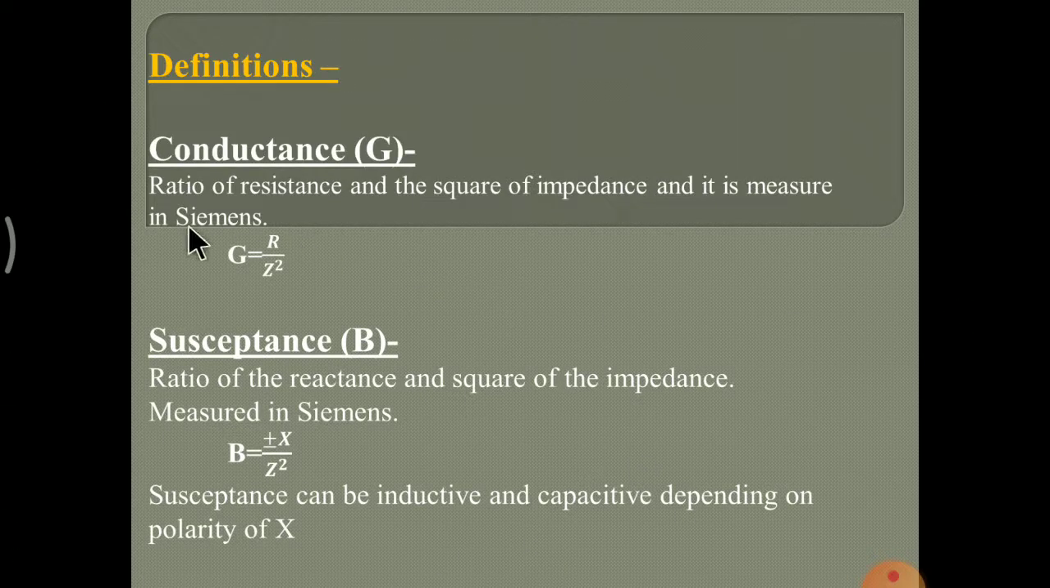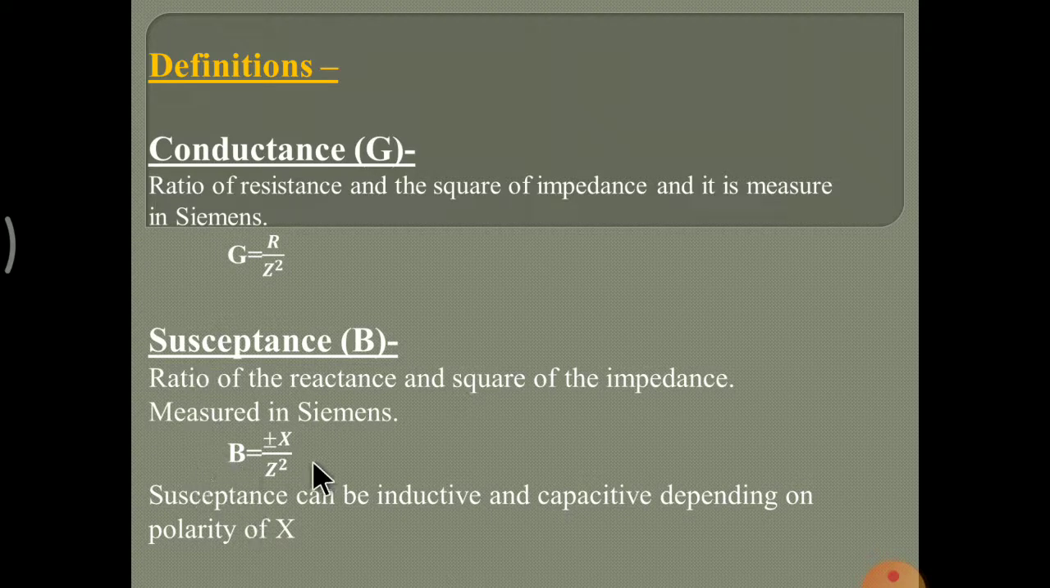What is conductance? G is the ratio of resistance and the square of impedance, and it is measured in Siemens. G is equal to R upon Z square. Then susceptance, denoted by capital B, is the ratio of the reactance and the square of the impedance. Susceptance is measured in Siemens also, conductance is measured in Siemens also, and admittance is also measured in Siemens.